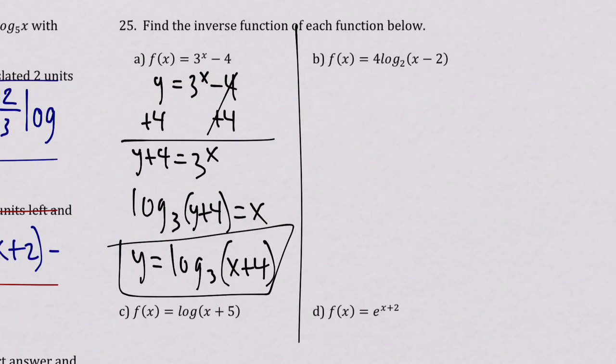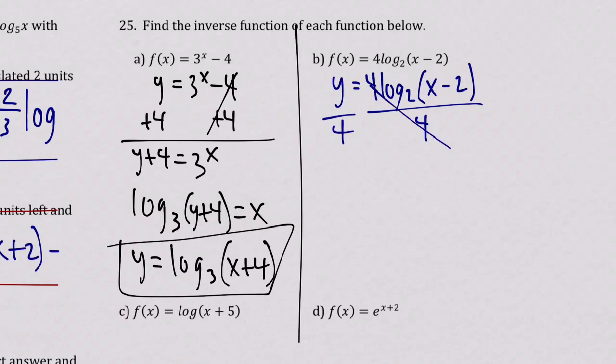Let's try another one. B. F of x equals 4 times log base 2 of x minus 2. I'm going to start by changing this to y. And the goal is to isolate the x. This is a logarithmic, so I'm going to need exponential. What I'm going to do first is get rid of the 4. Let's divide by 4. So it's y over 4 equals log base 2 of x minus 2.